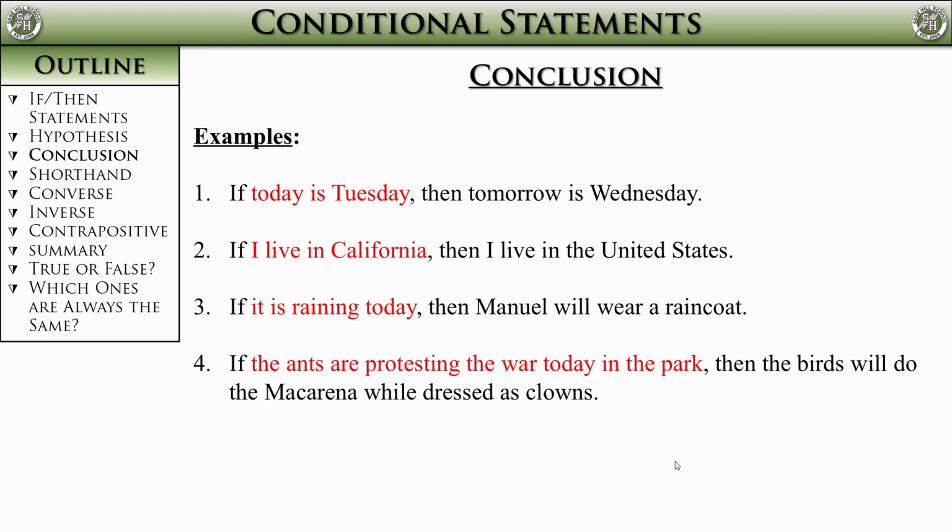The second half of the if-then statement is the conclusion. It is everything after the then. On the first conditional, the conclusion is tomorrow is Wednesday. On the next conditional, the conclusion is, I live in the United States. Next up, we are concluding that Manuel will wear a raincoat. And lastly, the conditional statement concludes, the birds will do the Macarena while dressed as clowns. Which really, I wish I had time to animate, because I think that would be pretty funny.